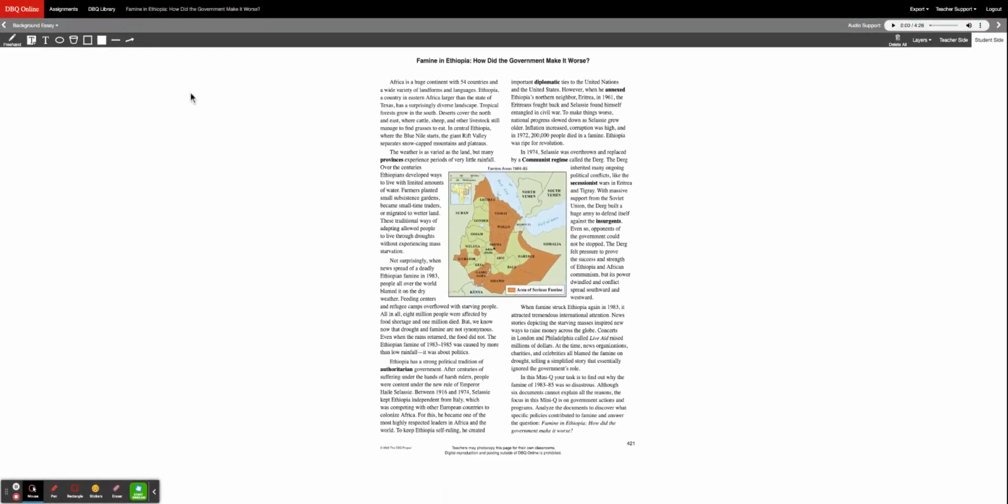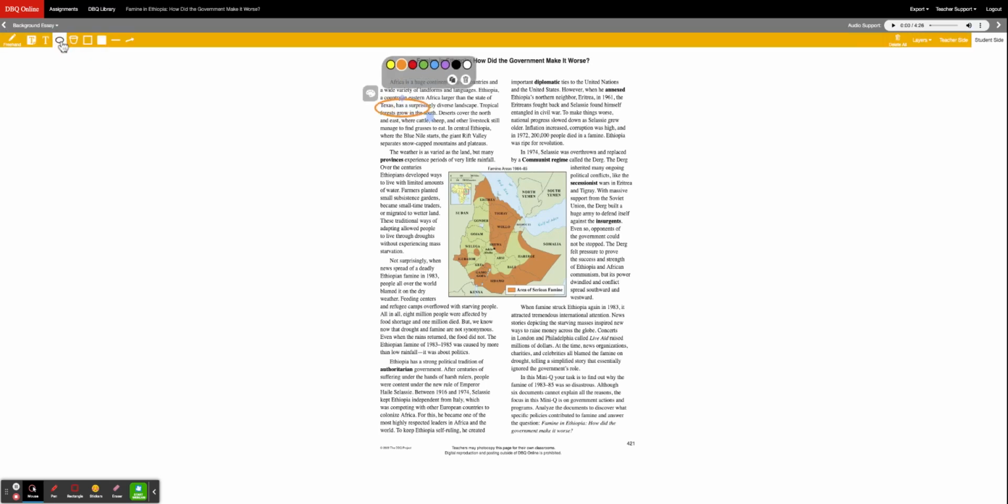One of the things to consider when teaching students how to use the DBQ online platform is teaching them how to use the tools that are available to them. In the top left-hand corner, you see all of the tools that are available to students for annotating the text. Now, since we're just going to focus on circling powerful words or phrases or underlining words or phrases that we don't know, I'm just going to circle on the oval and the underline at this point.